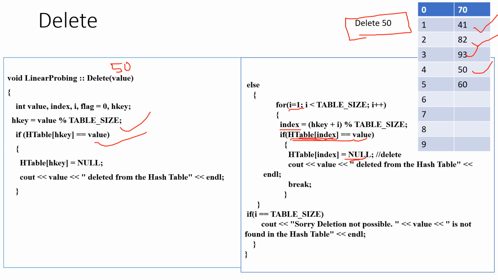Now I got the 50, so I'll break, because I got my value 50. Here I'll print the message that 50 is deleted from the hash table, and break because I was searching for 50. Right? And if I am going to delete some element that is not there, it will come here and check whether I equals table size. If it is equal, then it will say that the deletion is not possible because the element is not there. That's all about the operations of linear probing.